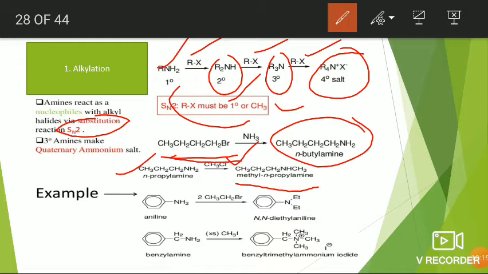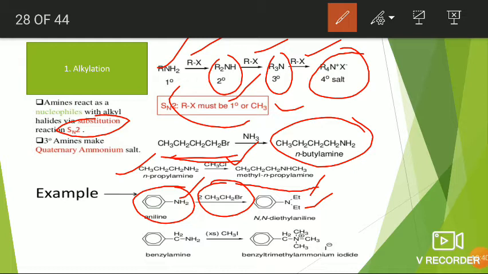In the case of aromatic amines, if you take aniline and react it with alkyl halide, with 2 moles of alkyl halide interacting with the aniline molecule, then the 2 hydrogens of the NH2 group are replaced by 2 ethyl groups. So we get diethyl aniline.